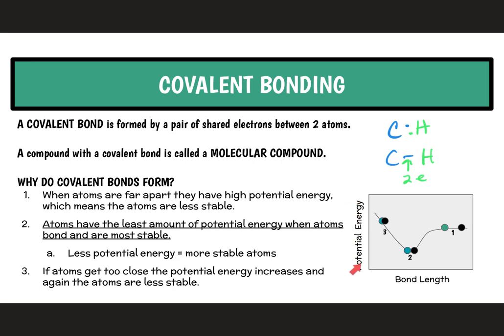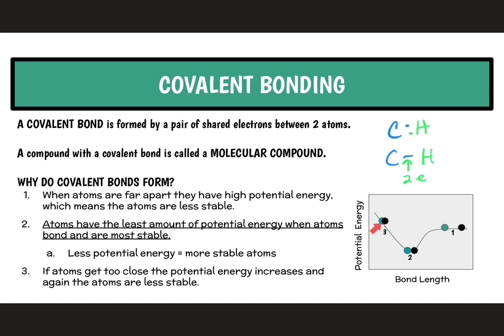So if we look at this chart over here, we've got potential energy and we have bond length. So the atoms are really far away. They have really high potential energy. So that's what we're saying at number 1 here. And that means if they have high potential energy that they're less stable. At 2, they formed a bond, and it's like the perfect distance between the atoms. And what this means is we have less potential energy. You can see it's like lowest on the diagram. So this is where the atoms are going to be the most stable.